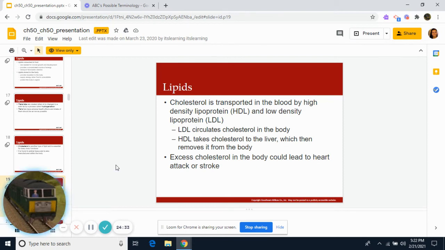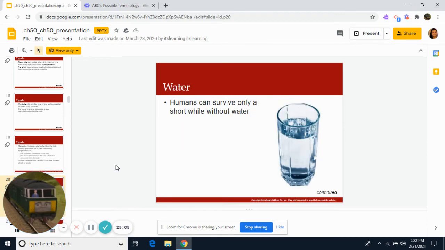Cholesterol is transported in the blood by high density lipoprotein (HDL) and low density lipoprotein (LDL), which circulate cholesterol in the body. HDL takes cholesterol to the liver, which then removes it from the body. Excess cholesterol in the body could lead to heart attack or stroke, so be very careful on that.